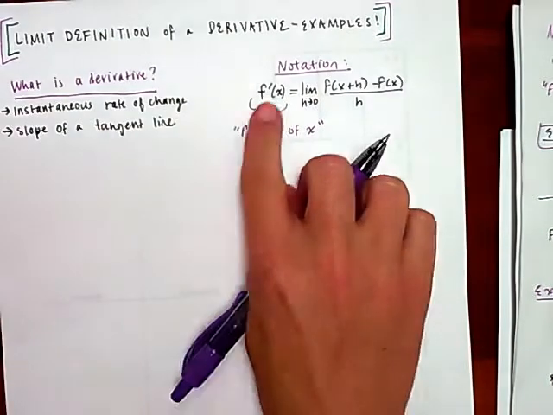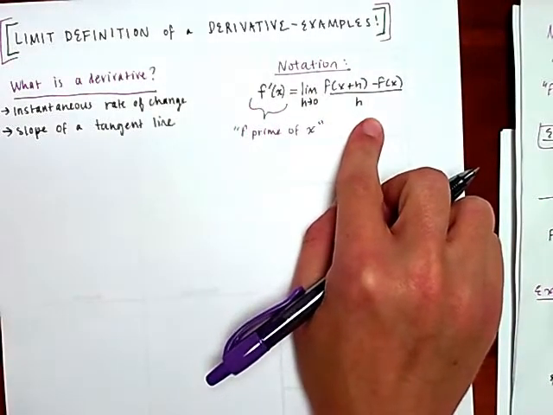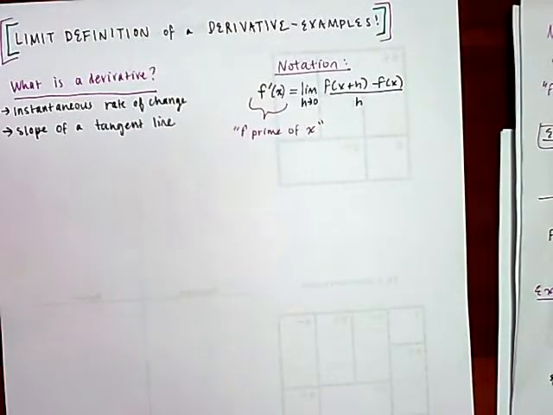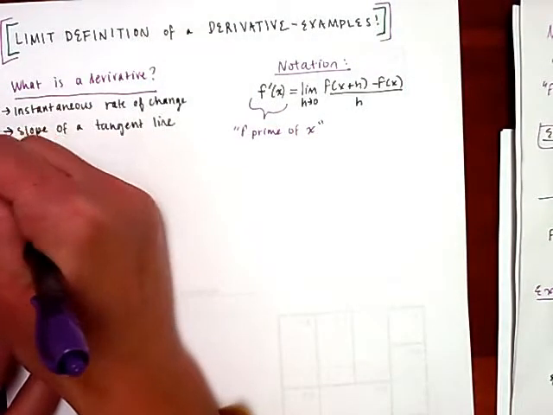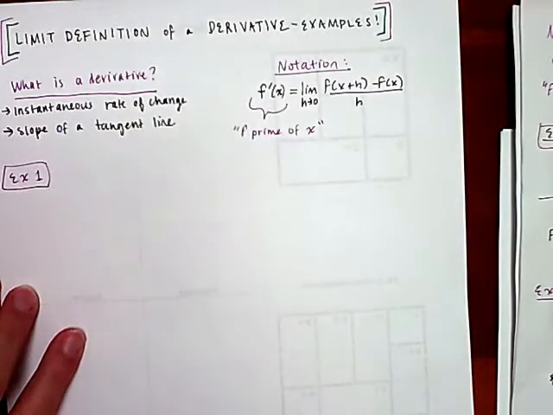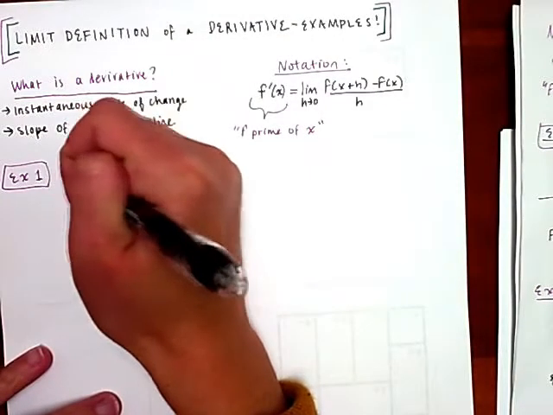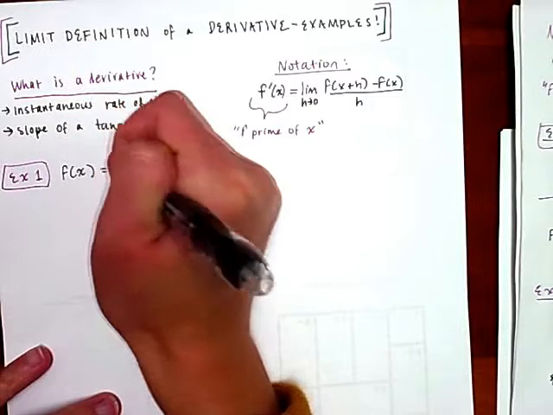How do we find the derivative of a function? We're using this limit definition of the derivative. Okay, so now let's get into some examples. My first example is going to be kind of trivial, or very simplistic. It's f of x equals 7x.